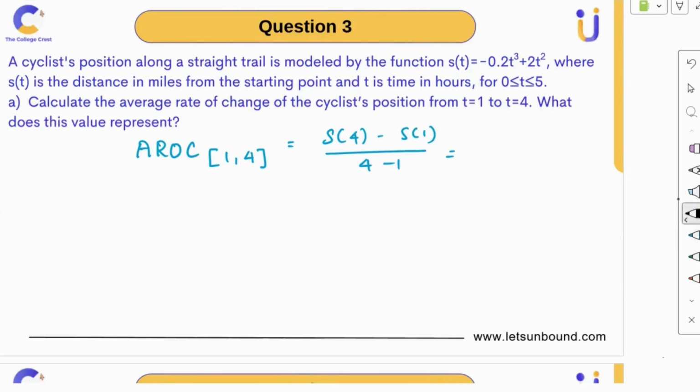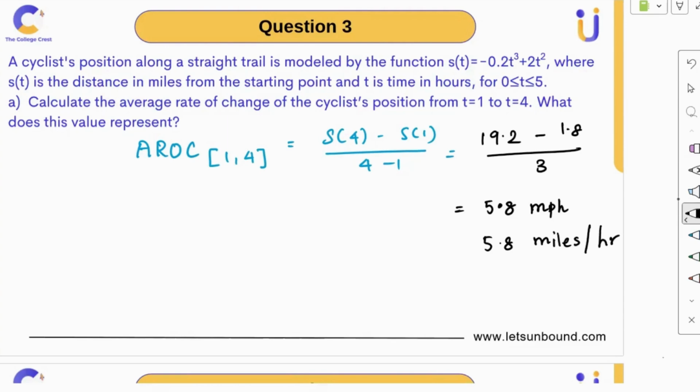So we got 5.8. Okay, so I'm just writing S of 4 is around 19.2, minus S of 1 is 1.8, over 4 minus 1 is 3. And just solve this, we got the final answer 5.8, and the unit is important. Distance is miles, time is hours, so miles per hour. Or you can write 5.8 miles slash hour, that also says the same thing, right?